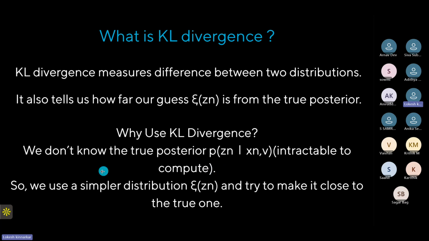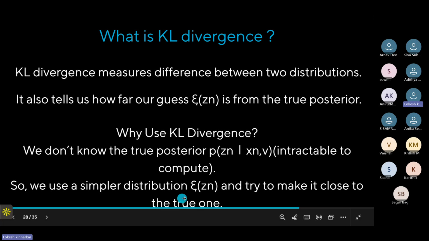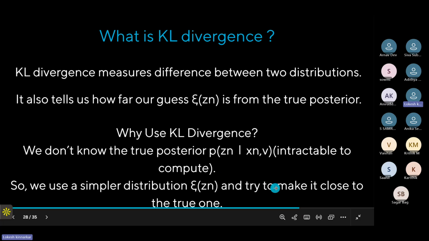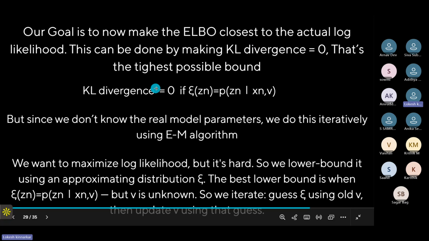to compute. So instead, what we do is we assume a simpler distribution, that is the tractable one, and you can initialize certain model parameters to it, like mean, covariance, and the priors, and try to make this particular thing close to the true one. So this is what we would be using in the expectation step from now onwards.